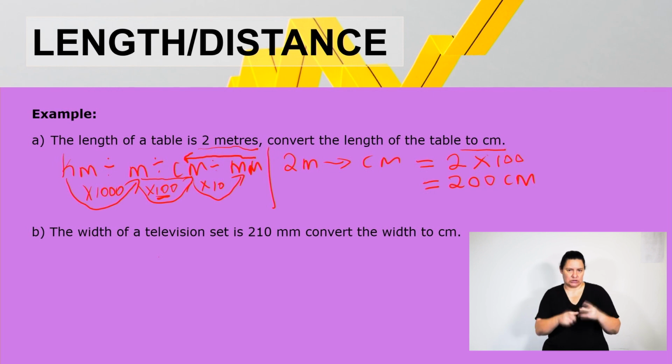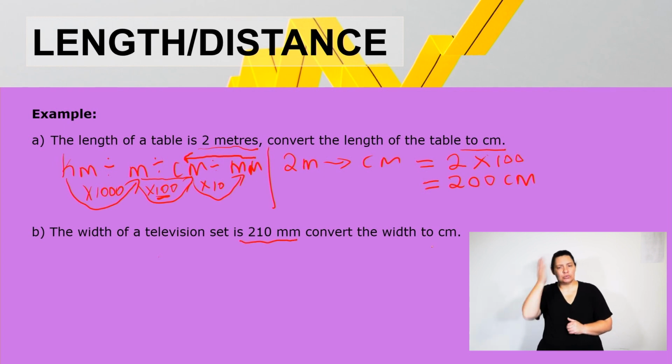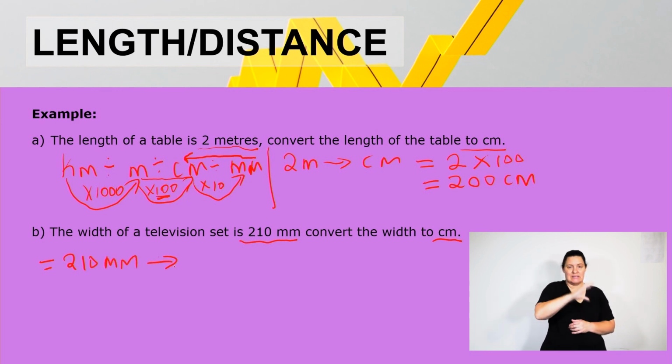Here is the second question. The width of a television set is 210 millimeters, and we are required to convert the millimeter to centimeter. So let's start with our calculations. We're going to say 210 millimeter to centimeter. Let's go back to our table. If you convert from millimeter to centimeter, because you are moving from smaller units to bigger units, the rules say we must divide.